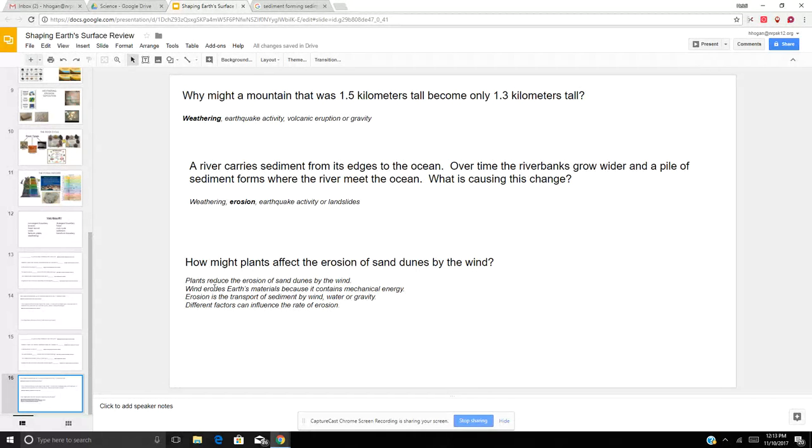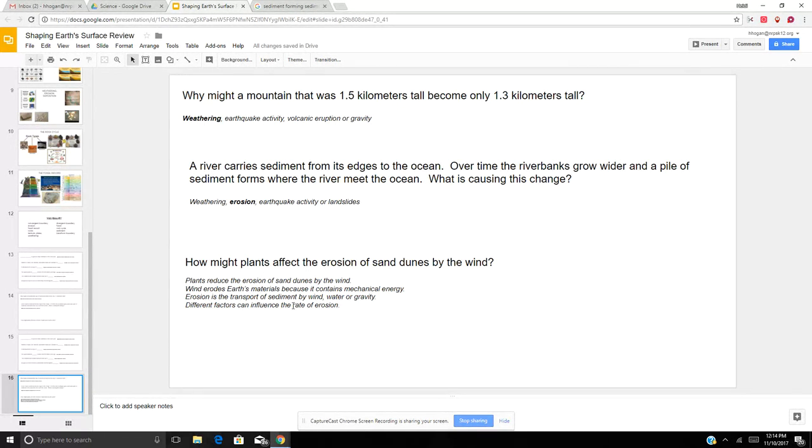We know that wind erodes Earth's materials like rocks and sand and other items because it contains mechanical energy. When something is moving, it's mechanical energy. We know that erosion is the transport or movement of sediment by wind, water, or gravity.